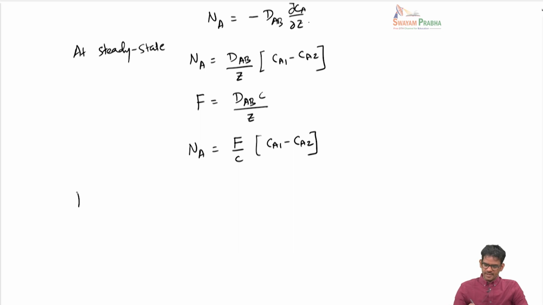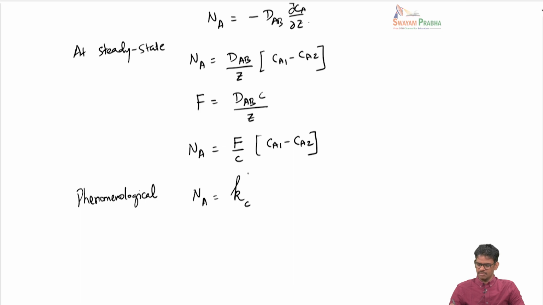In the case of the phenomenological approach, we write Na is equal to Kc prime times Ca1 minus Ca2.